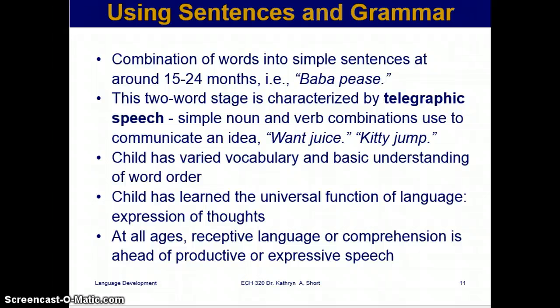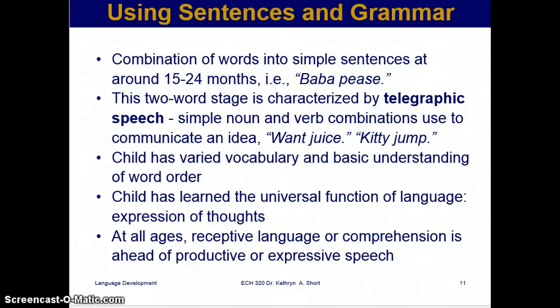Next point, this two-word stage is characterized by telegraphic speech. Simple noun and verb combinations used to communicate an idea. Like, instead of saying "I want juice," they will say "want juice." Instead of saying "the kitty jumps," they'll say "kitty jump." You know what I mean?